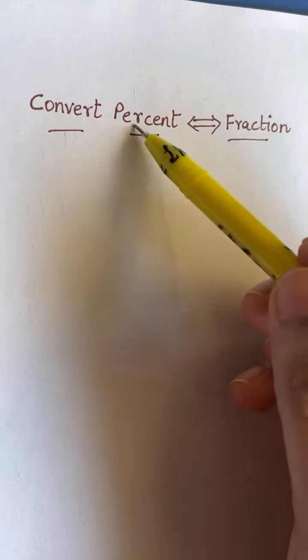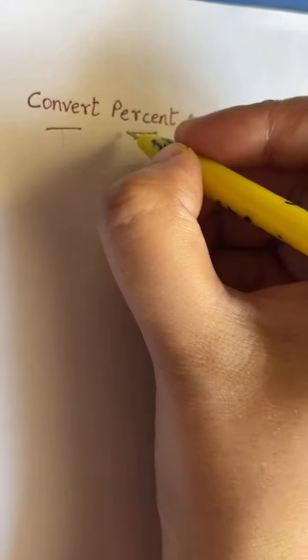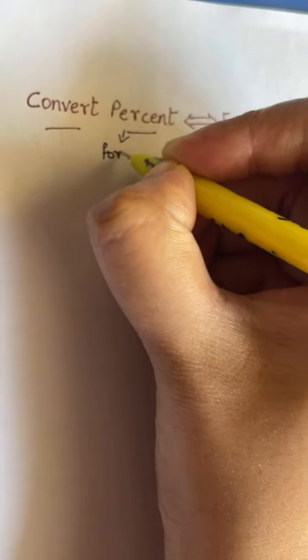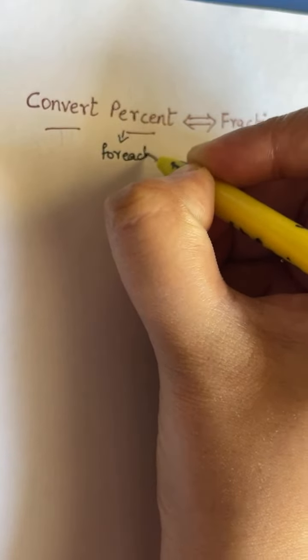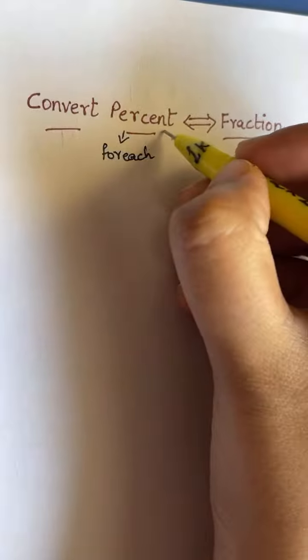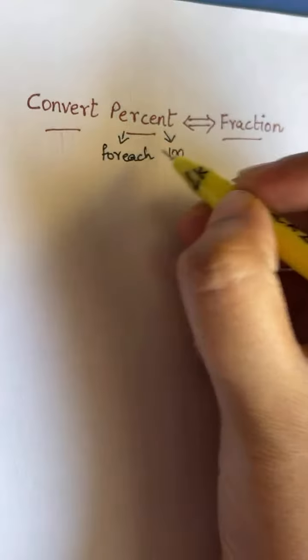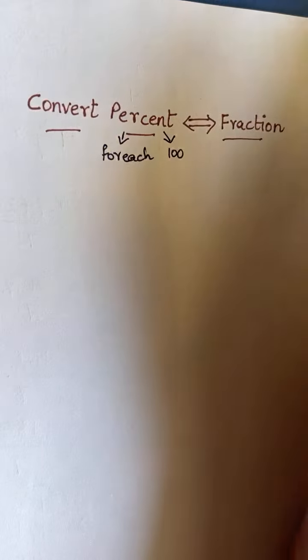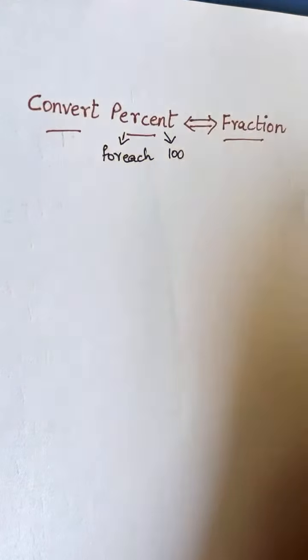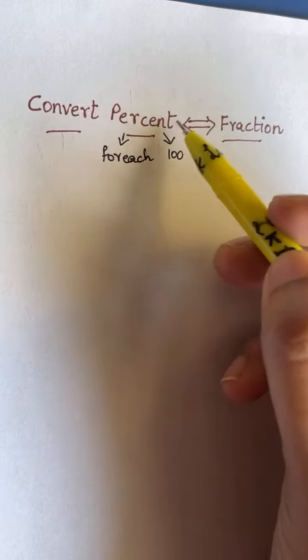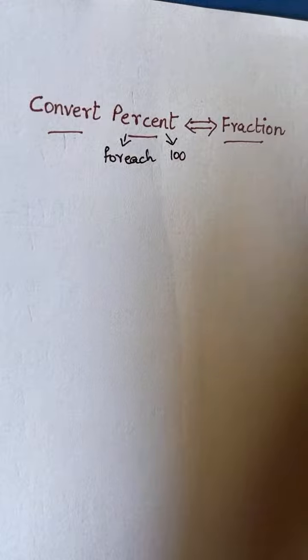Percent, as you can see here, there's a word called percent. Percent always means for each. Per means for each, and cent is a Latin root word for hundred. Cent is 100. It's always out of 100, for each 100. If you understand this, you can easily solve percentages. So percent is out of 100, or for each 100, how much part we are taking.